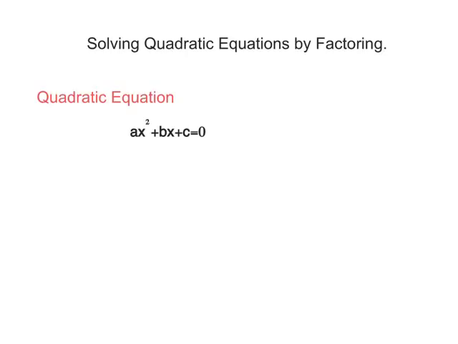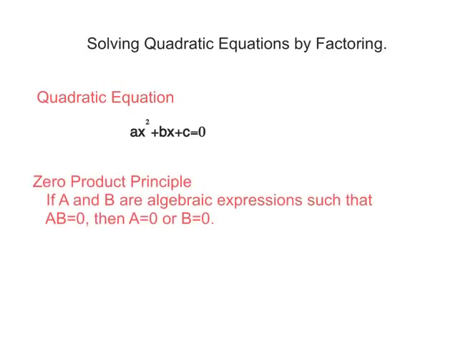And the a cannot be equal to 0, because if you lost the a term where we have a times x squared, the equation would be linear instead of quadratic. To be able to solve a quadratic equation by factoring, we're going to use the zero product principle, which is given in your book also.